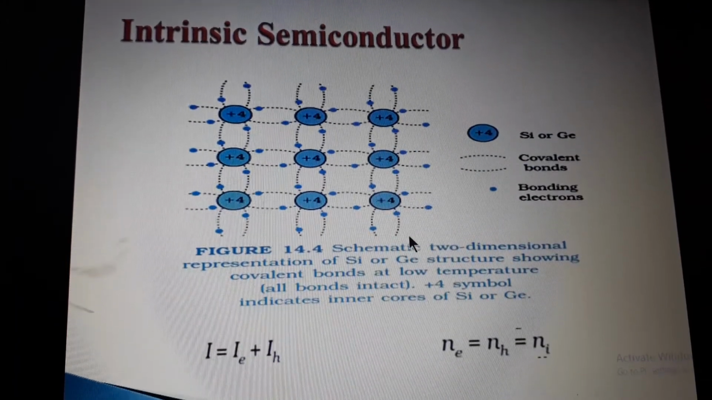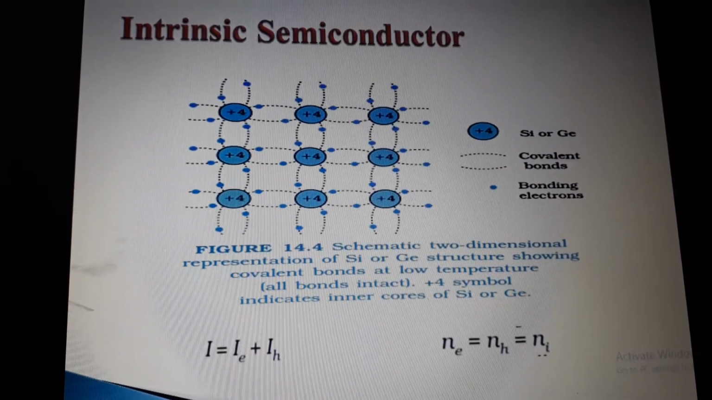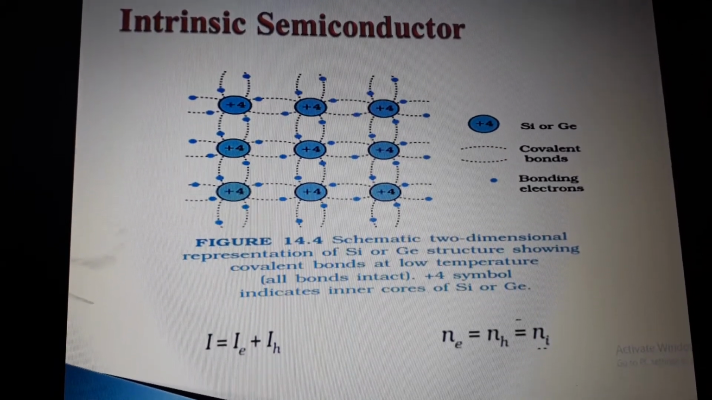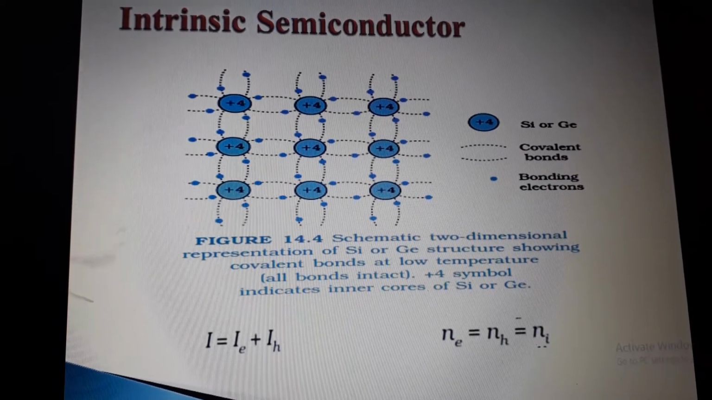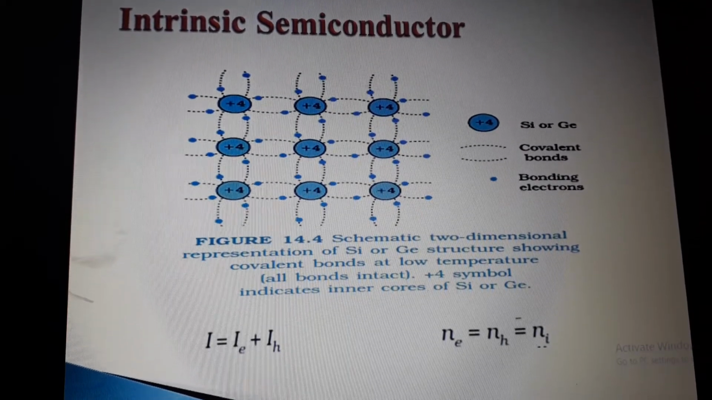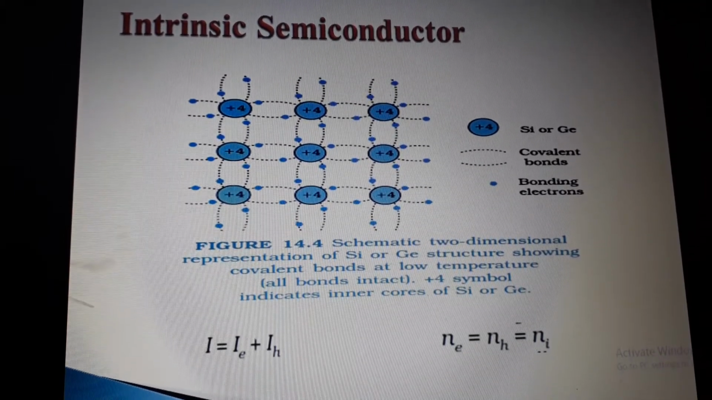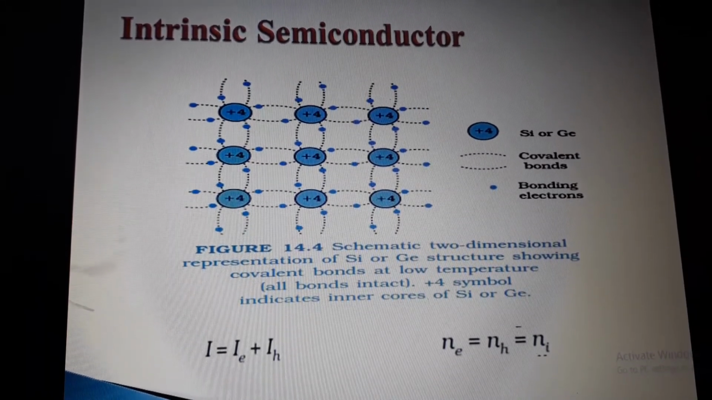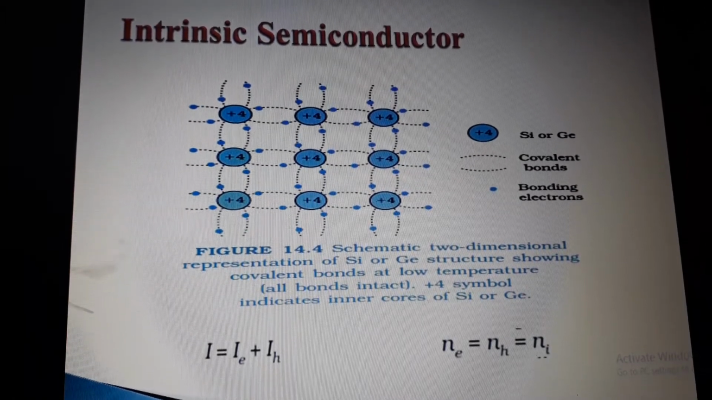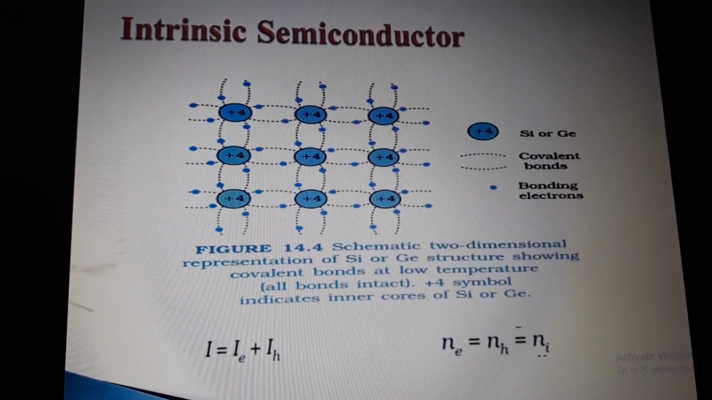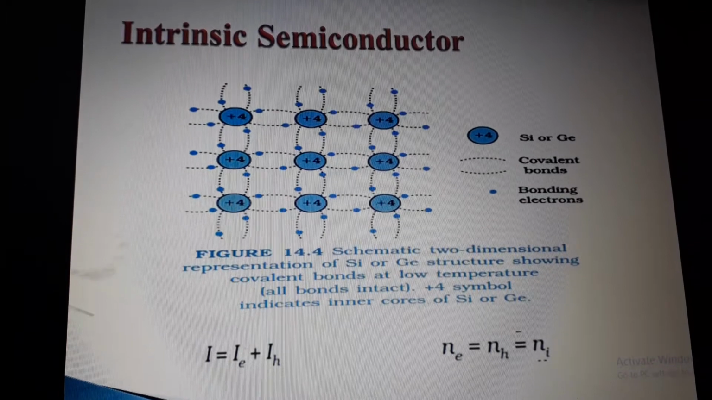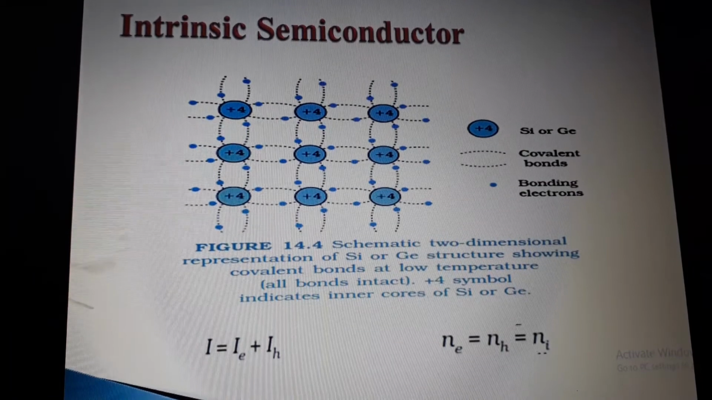Now the next thing, semiconductor. There are two types of semiconductor: intrinsic semiconductor and extrinsic semiconductor. In intrinsic semiconductor, no impurity is added, but in extrinsic semiconductor, impurity is added, like trivalent impurity and pentavalent impurity. In extrinsic semiconductor, there are two types: N-type semiconductor and P-type semiconductor. I will explain those in the next lecture, but today in this lecture I am explaining intrinsic semiconductor.